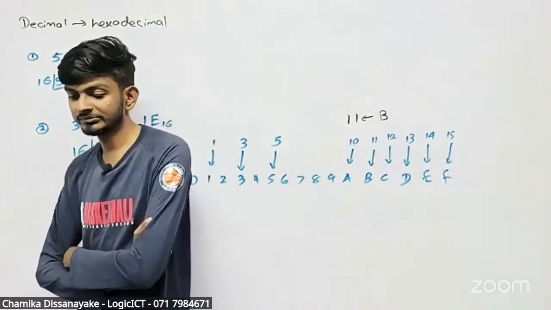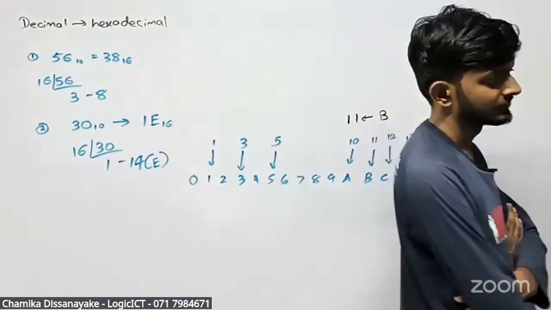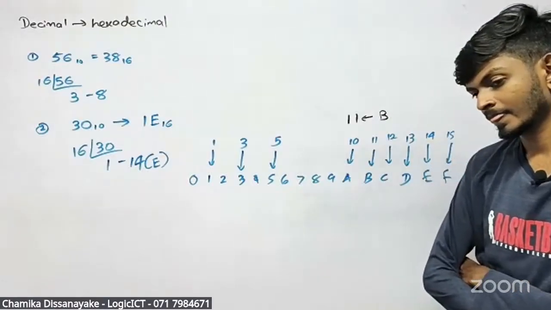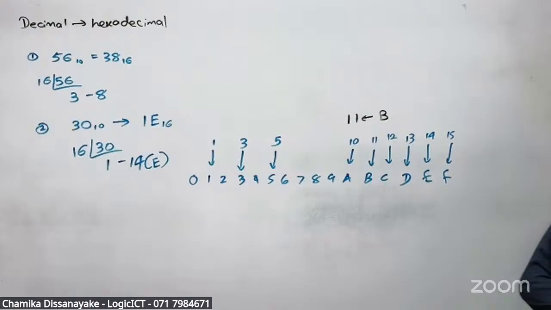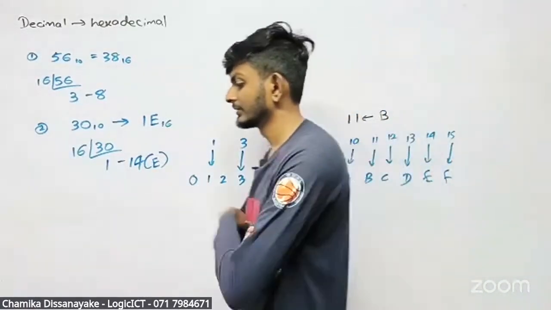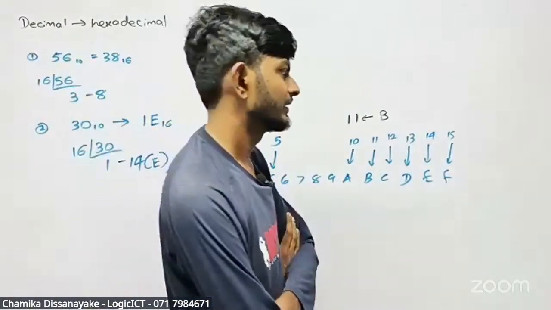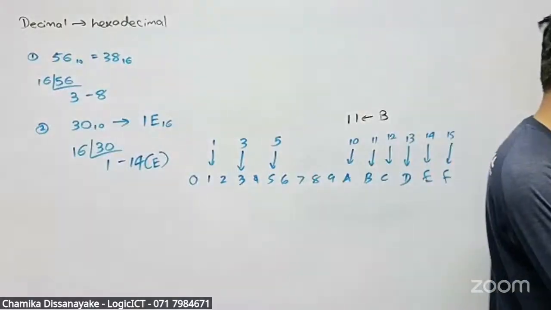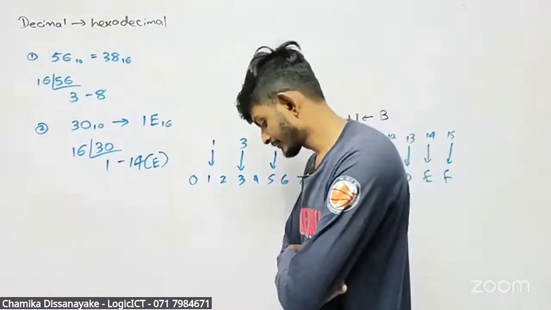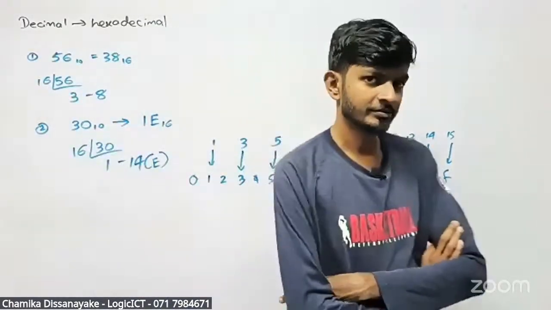Divide the numbers until it is 0. Divide the numbers until it is 0.